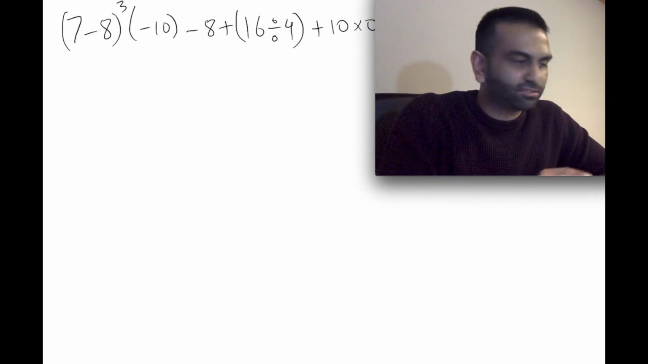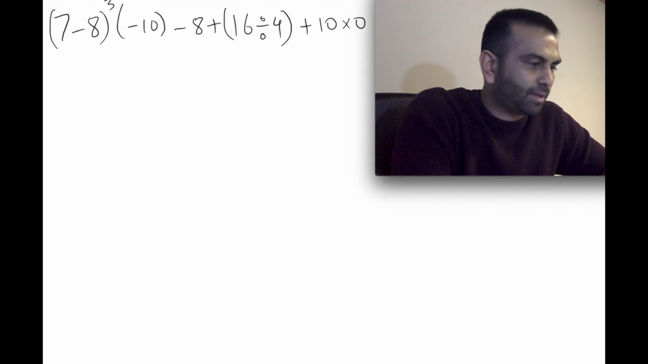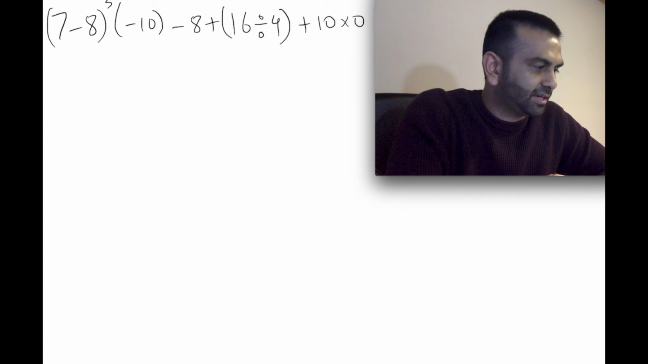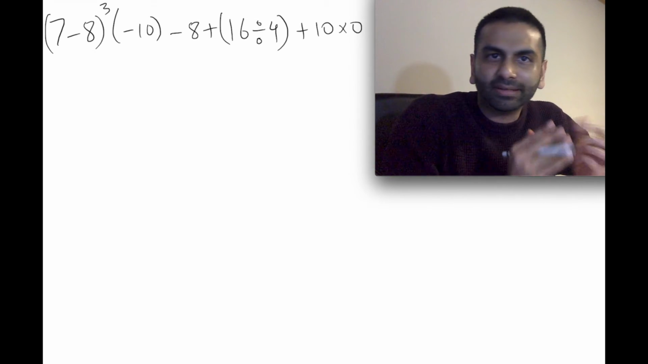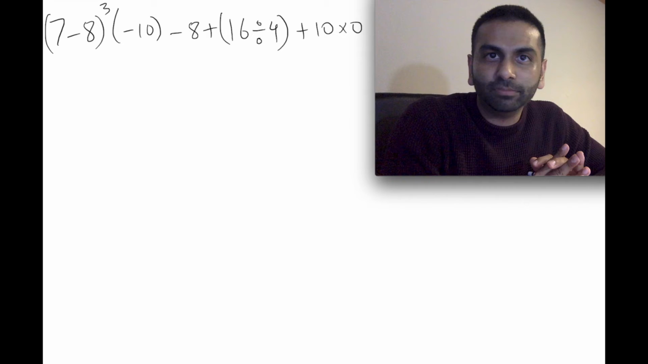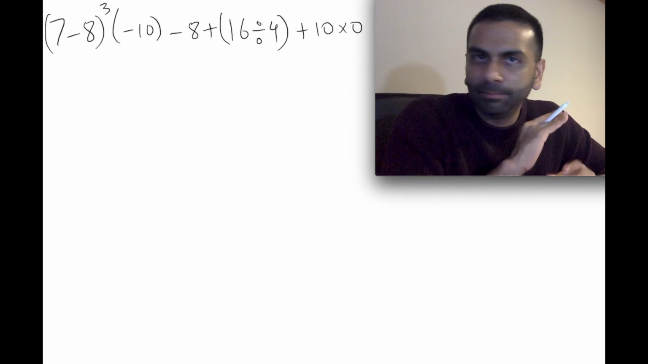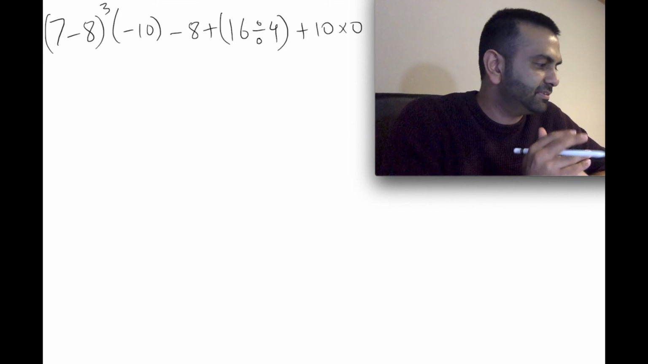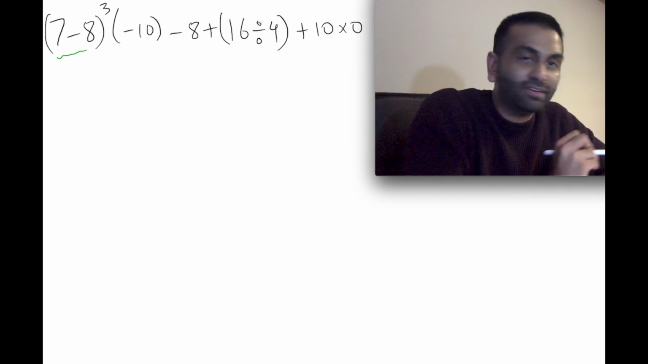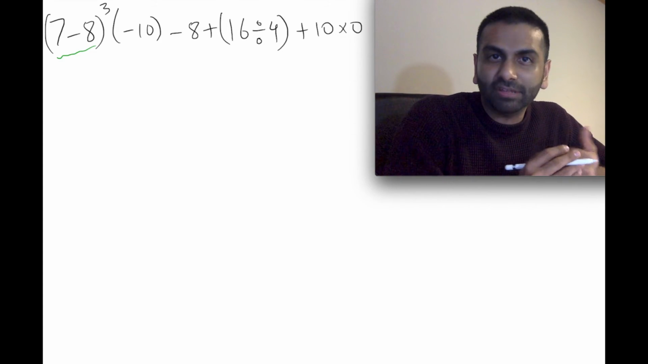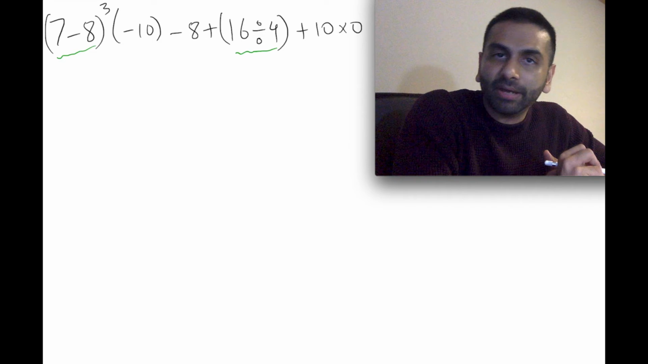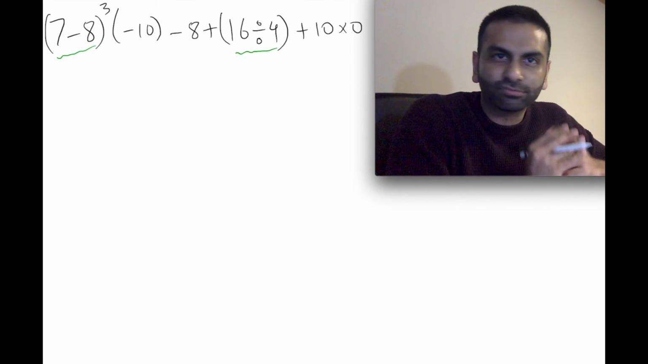All right, this looks like a big, complicated problem, but let's do it step by step. Let's break it down, and it won't be too bad. So starting with P, parentheses. What are all the parentheses here? Well, we got this 7 minus 8, and we also have this 16 divided by 4. So let's work on those first.